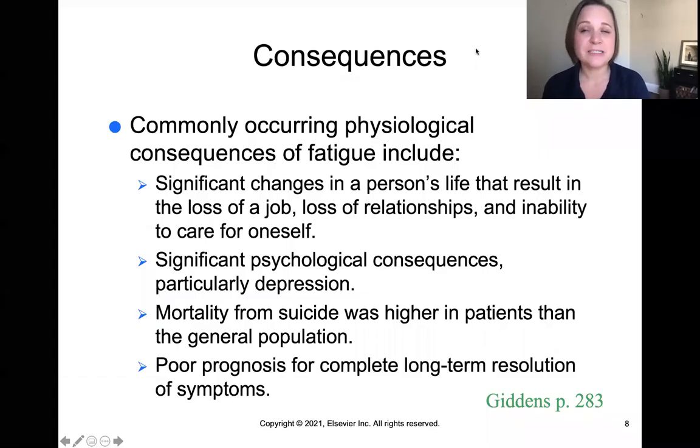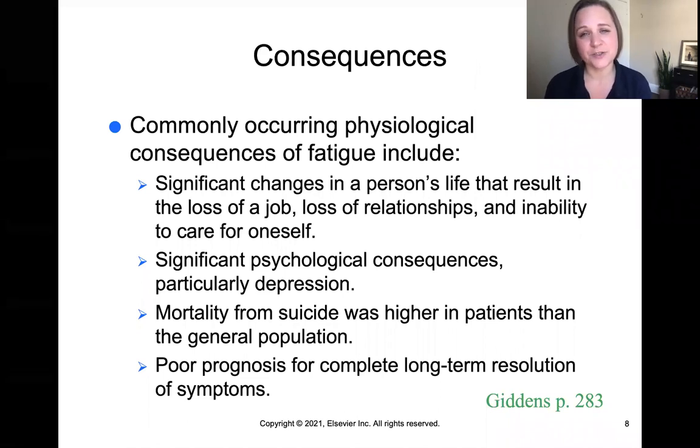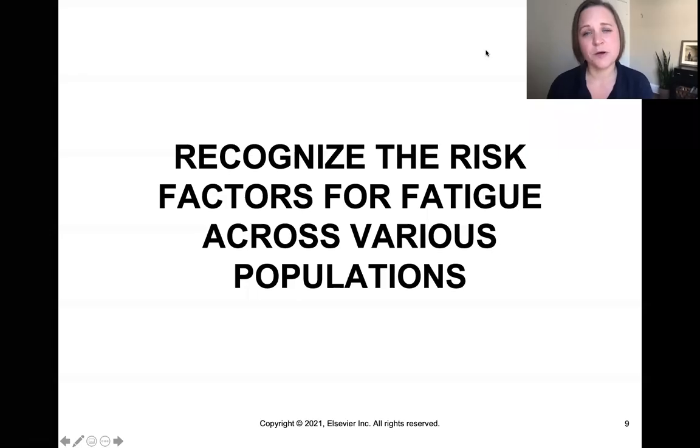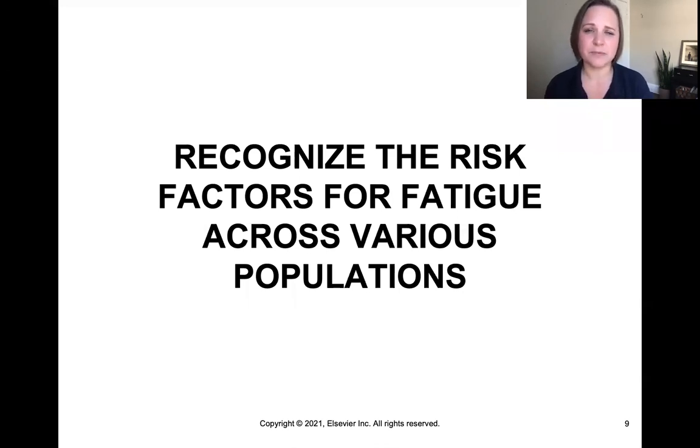Now, when fatigue gets out of hand and is not in control, there can be some significant consequences to someone's life, including changes in relationships, loss of jobs, increase in mental health problems like depression or suicide. And all of these things are really related to fatigue that goes on for a long time, is persistent, or is very severe. So we know that there are some dire consequences from persistent and severe fatigue. So we need to recognize the risk factors that patients would have for fatigue across populations.